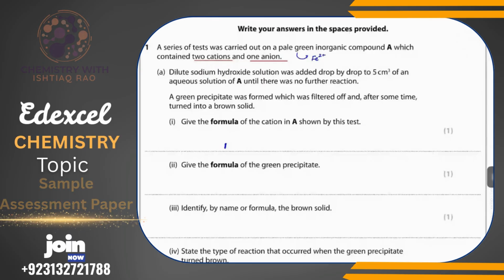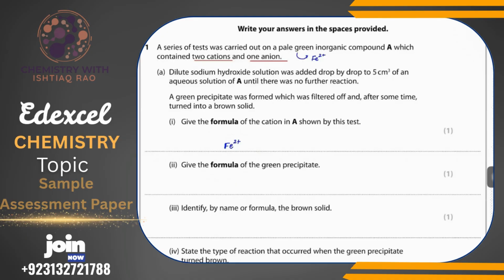So that'll be Fe3+. Exactly, it would be Fe2+, right? Or Fe3+. What do you think? Should I write Fe2+ or 3+? Fe2+ is for green, and Fe3+ will be for the brown. So what should I write?